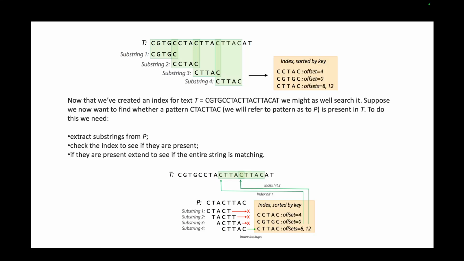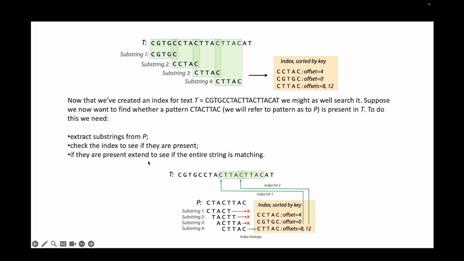Suppose now you want to find whether a particular pattern, say this pattern CTAC TTAC, which is represented here as P. So T is the text, P is the pattern. Okay. So now you want to find whether the pattern is present in the text. To do this, we need to extract the substrings from P. So this is your pattern. You need to extract the substrings from the pattern and check the indices they are present in. And if they are present, extend to see if the entire string is matching or not.